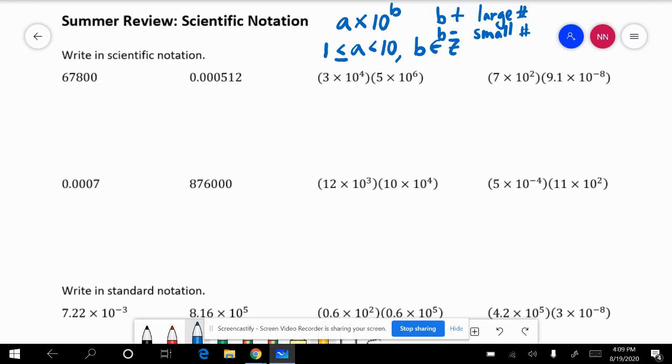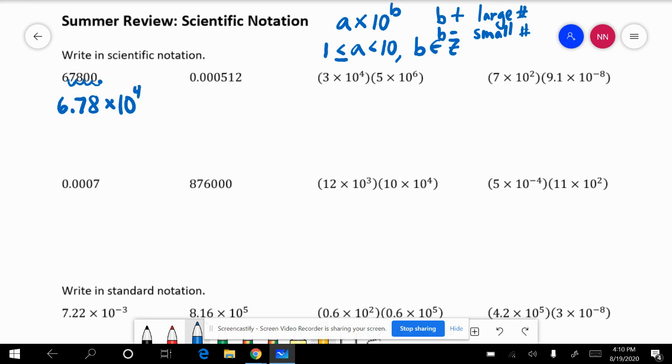So looking at the first one, what we have is 67,800. This right here is a large number, and we need it to be between 1 and 10. So I'm going to put 6.78. That's a number in between 1 and 10. I'm going to times it by 10. And since it's a large number, I'm going to put a positive exponent. If I don't see a decimal, I know that it's at the end. So that would be 1, 2, 3, 4. So I'm going to put a positive 4.